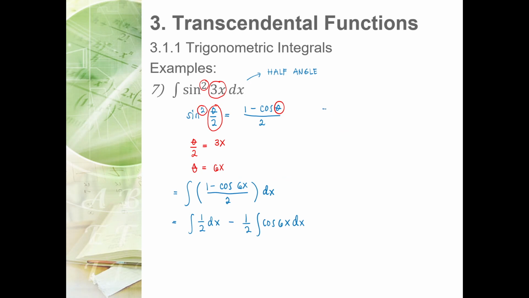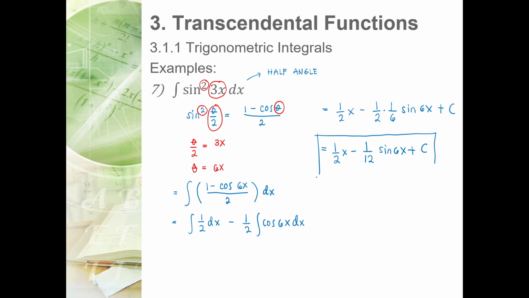So this becomes 1/2 x and then minus 1/2. Again, that's 1 over a, which will be 1 over the coefficient of the angle. So this will be times 1/6. Then the integral of cosine is sine 6x plus c. So the final answer is 1/2 x minus 1 over 12 sine 6x plus c. All right, so that's the final answer.